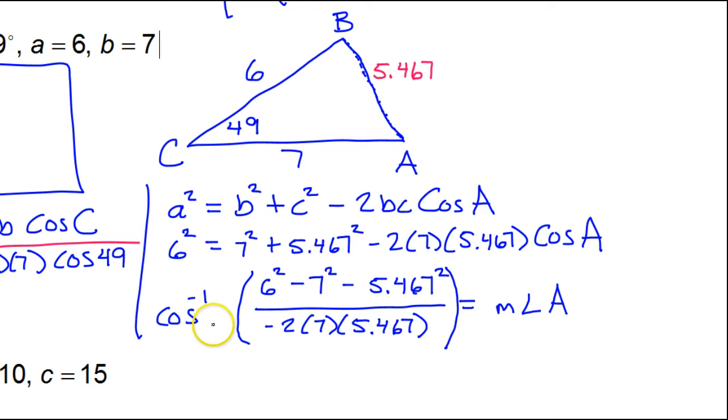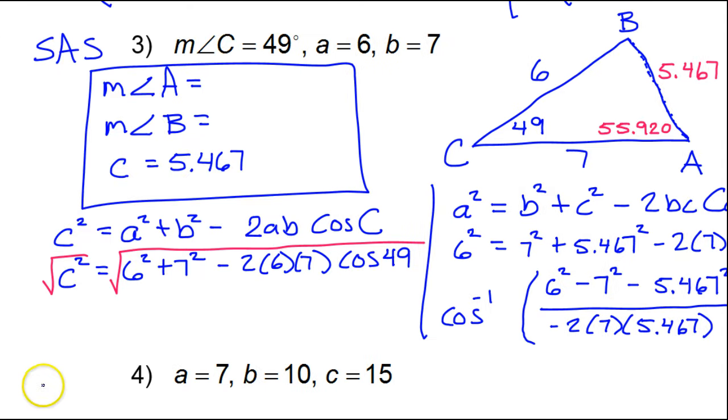Okay, so just put this entire expression in your calculator all at once. Do not make any additional decimals along the way. And I am getting 55.920 degrees. It was 9199, so I had to round up to 920.